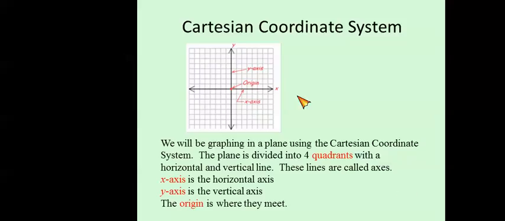We're going to be graphing on what's called the Cartesian coordinate system or Cartesian coordinate plane. The plane is divided into 4 quadrants with a horizontal and vertical line. These lines are called axes. The x-axis is the horizontal, the y-axis is the vertical, and the origin is the point where they meet.